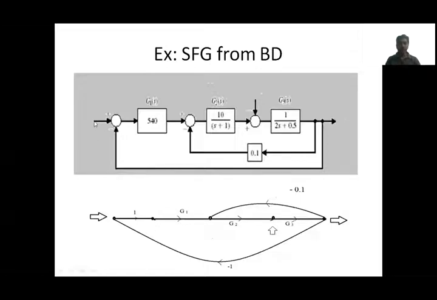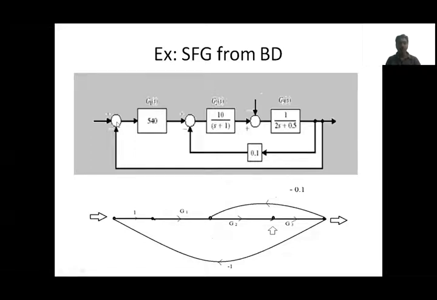See, from the first node to the second node, there is no gain here. No gain means you can keep it as one. If nothing is there, no gain means it's a unity gain, one. A simple straight line indicates unity gain.